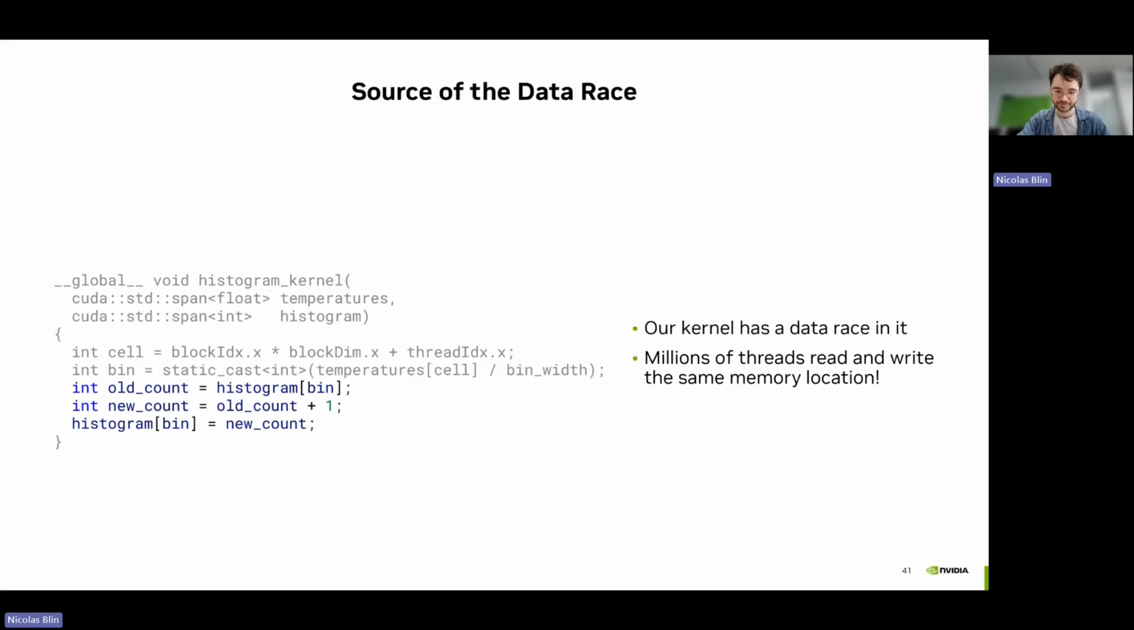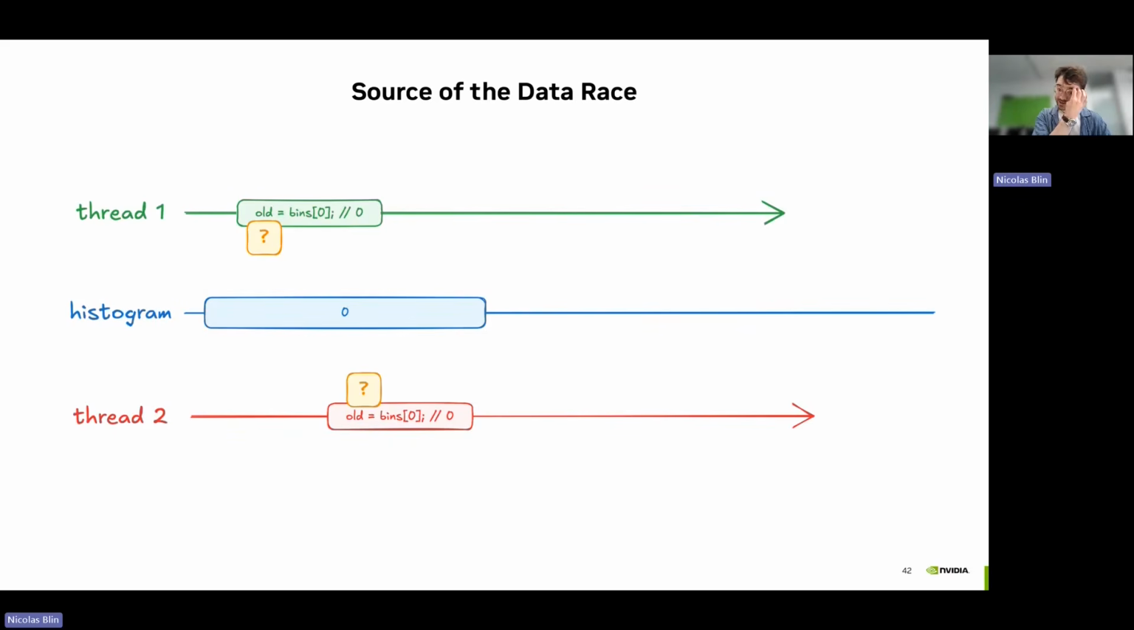So what happened here? The issue is that our kernel has a data race in the highlighted lines of the code here, the 3 lines. All those millions of threads are reading and writing the same memory locations everywhere. So let's see exactly what's happening. Let's say we just have 2 threads, not 4 million, just 2.